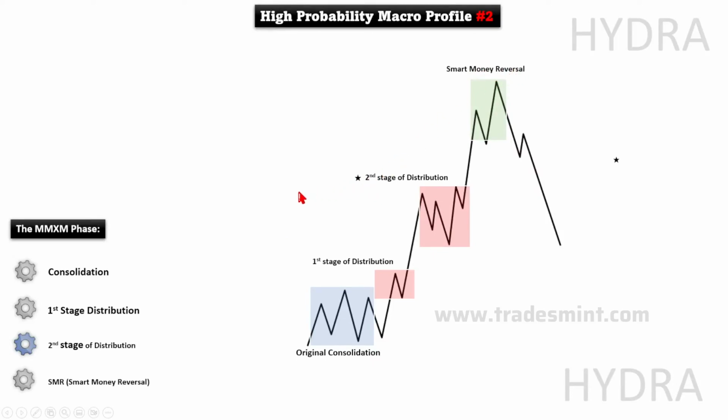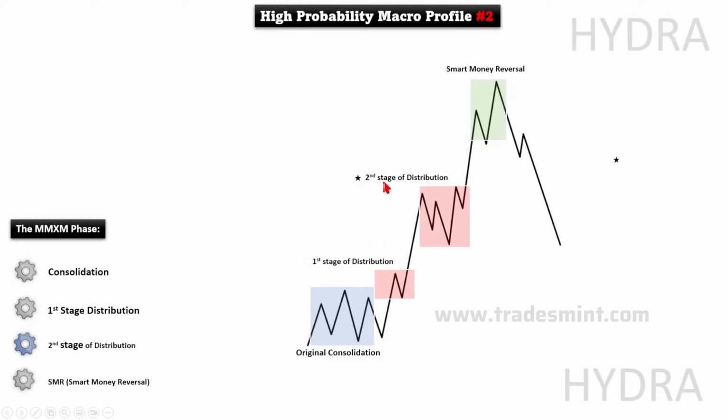Okay, so what's the high probability condition here? The high probability condition is the second stage of distribution. Okay, and we'll be talking a lot more about this. So let's focus here. We have an original consolidation here. Now price breaks out of this consolidation, goes above, retraces back to this original consolidation before expanding higher, and this is what will be referred to as a first stage distribution.